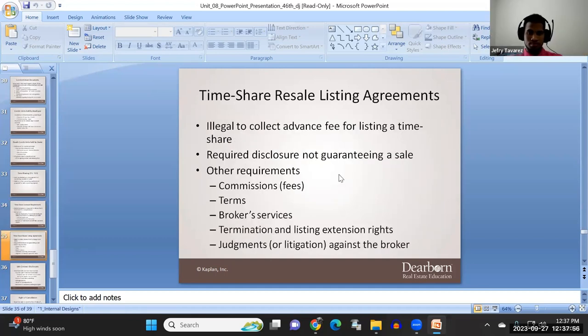Got it. So let's look at the timeshare resale listing agreements. What goes on those? It's illegal to collect an advance fee for listing a timeshare. Can't do it. It's a required disclosure, not guaranteeing a sale. You must tell them that you cannot promise them a sale. Other requirements that must be on the agreement are commissions, like what you're charging, your fees, the terms of the agreement, the broker services, what the broker's doing, termination and listing extension rights, like if it expires or if they want to extend it, it has to be explained how. And if there are any judgments or litigation against the broker, how that would be worked out or any problems, like if it would be arbitration or things like that.